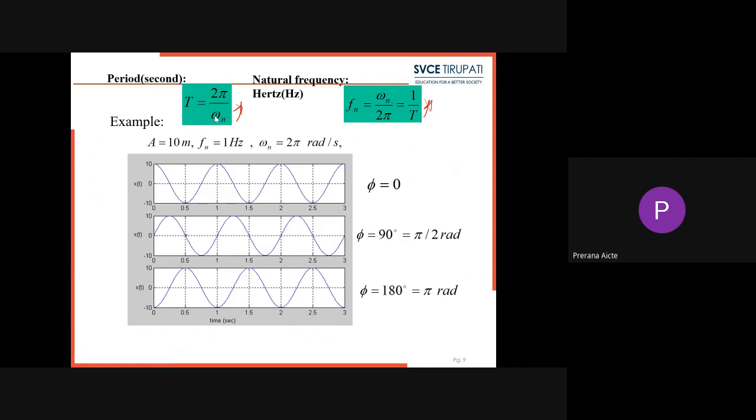And then we have stated the time period is 2 pi by omega, and the natural frequency Fn is equal to Wn by 2 pi. In other terms, we can say that it is inversely proportional to the time period. So that means Fn is equal to 1 by T.